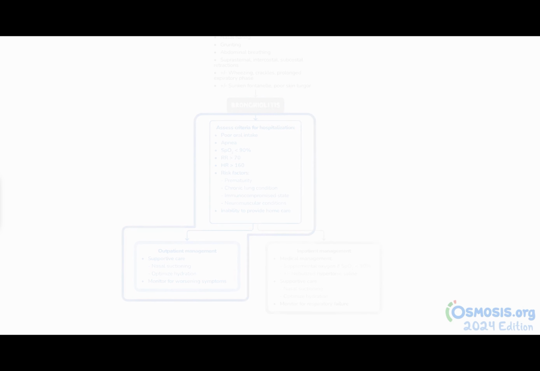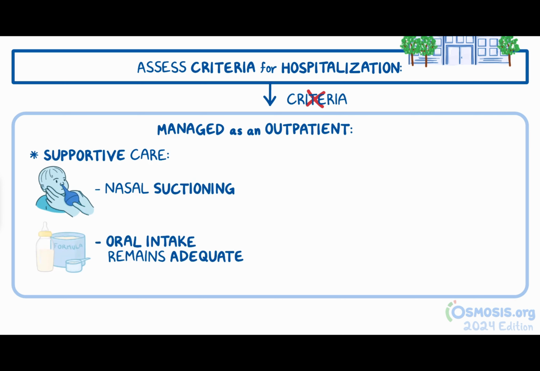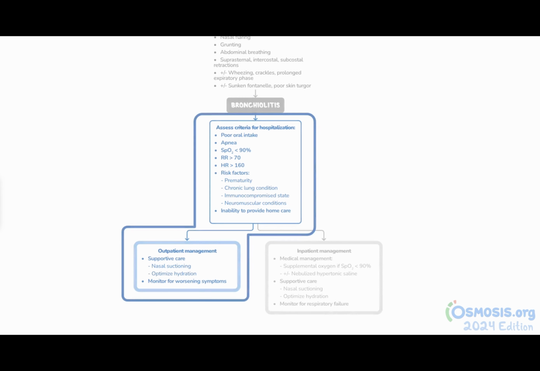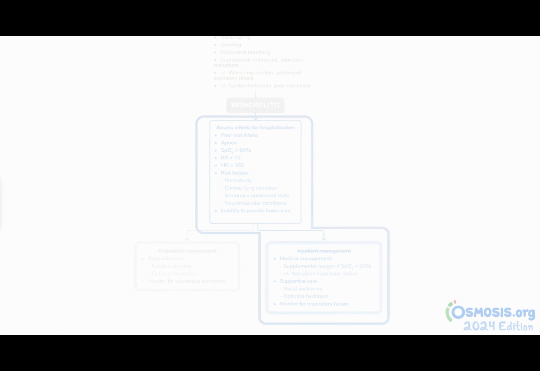Treatment of bronchiolitis primarily relies on supportive care, so instruct caretakers to use nasal suctioning as needed and ensure that oral intake remains adequate. Be sure to counsel the caretaker to monitor for worsening symptoms. On the other hand, if one or more of the criteria for hospitalization are met, then admit your patient to the hospital for inpatient management.